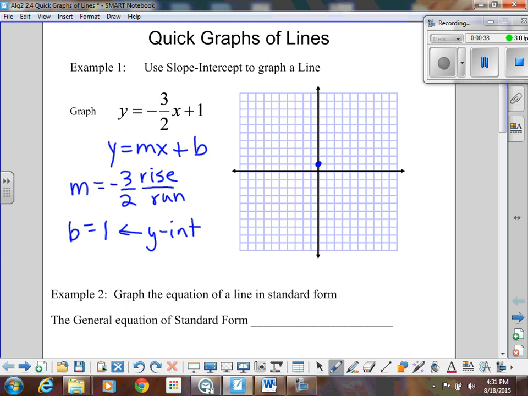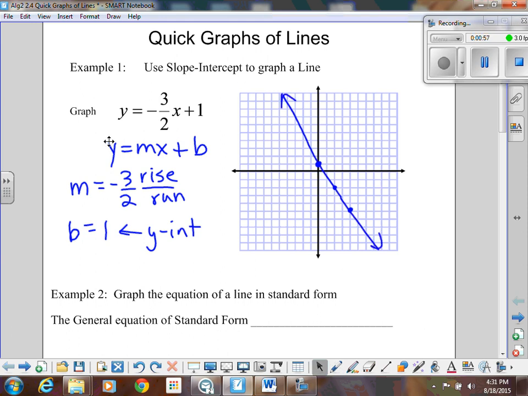And then from there, I'm going to count a rise of -3. That means go down 3. 1, 2, 3, and over 2. And then do it again. Down 1, 2, 3, over 2. And then you can connect those to make a straight line.